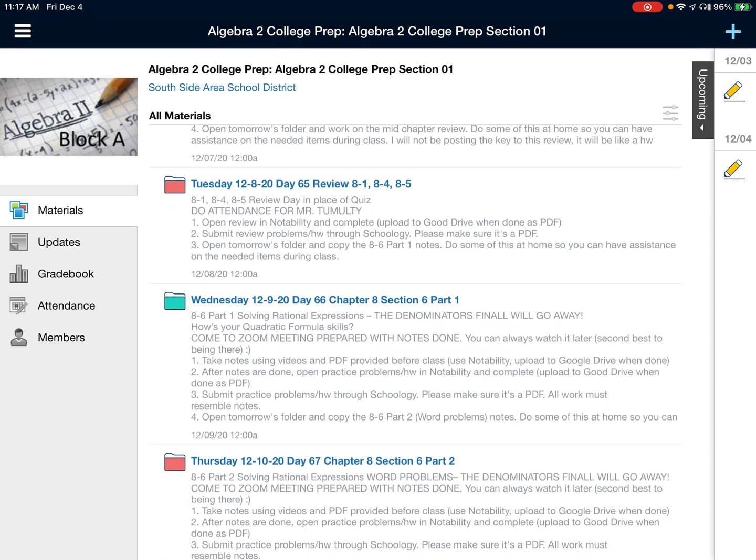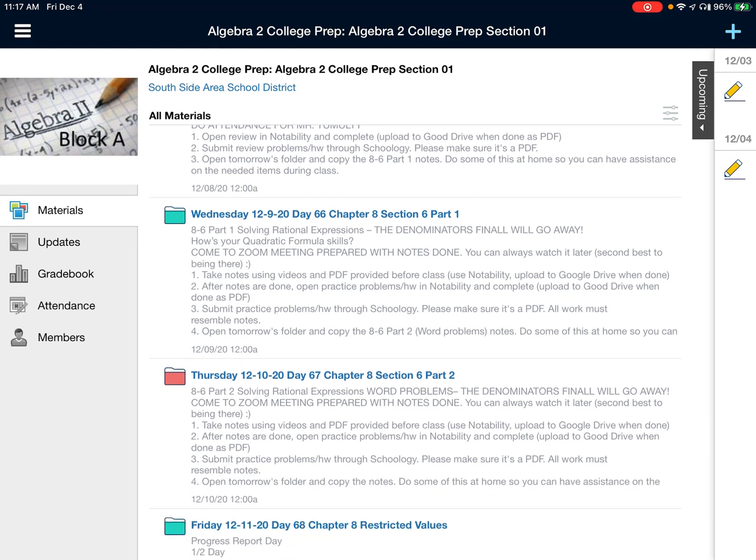On Tuesday night, they need to do their 8-6 Part 1 notes. We're finally able to solve these types of rational expressions. On Wednesday, during the Zoom meetings, we'll work on practice problems together, and they'll submit those by midnight on Wednesday.